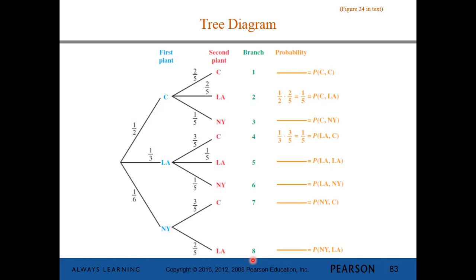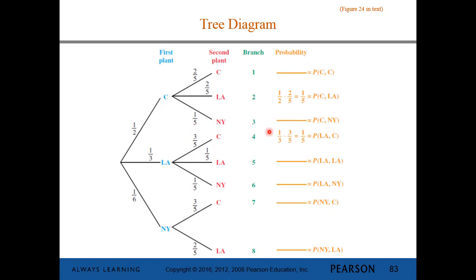So what is the probability of getting a C and a C, that both plants are located in C, wherever that is? In this case, we're going down this branch, so it's 1/2 of 2/5, which is 2/10, which is 1/5. The probability of this one, they already did, which is again 1/5, because these are the same. And then this is 1/2 of 1/5, which ends up being 1/10. So far we got 1/5, 1/5, 1/10.